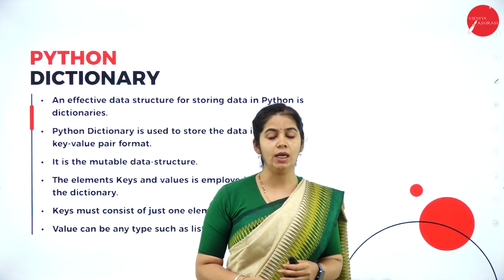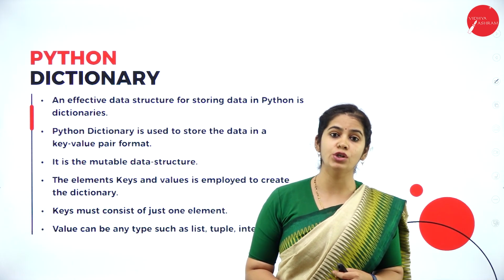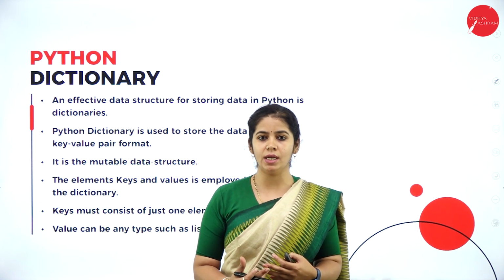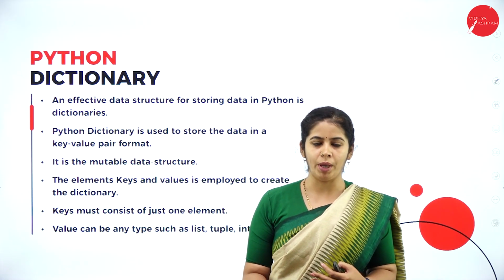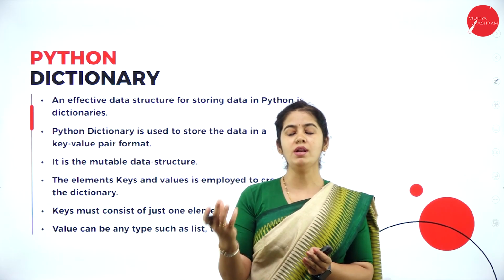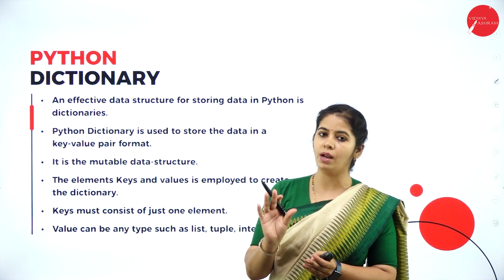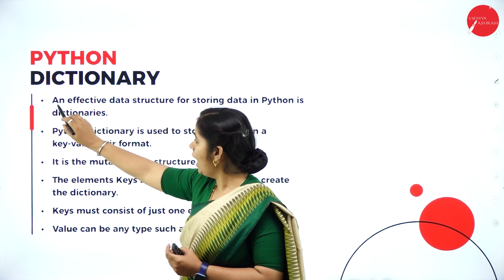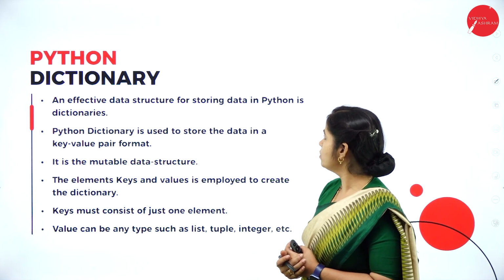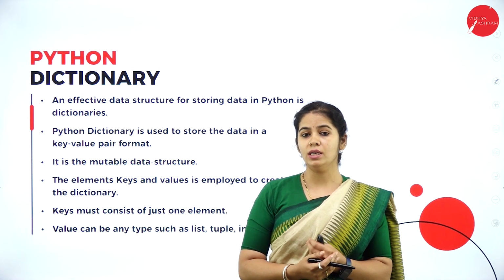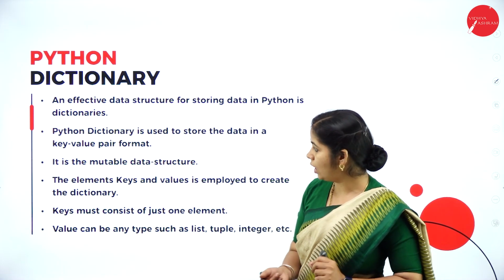Next type of data type we are going to discuss is a dictionary. What is a dictionary? A dictionary always represents a key value pair. You will have one key, and for that key, you will have one value. A key value pair will be represented using a dictionary. How are we going to represent the dictionary? An effective data structure for storing the data in Python is the dictionary. Storing data in a dictionary is very effective.